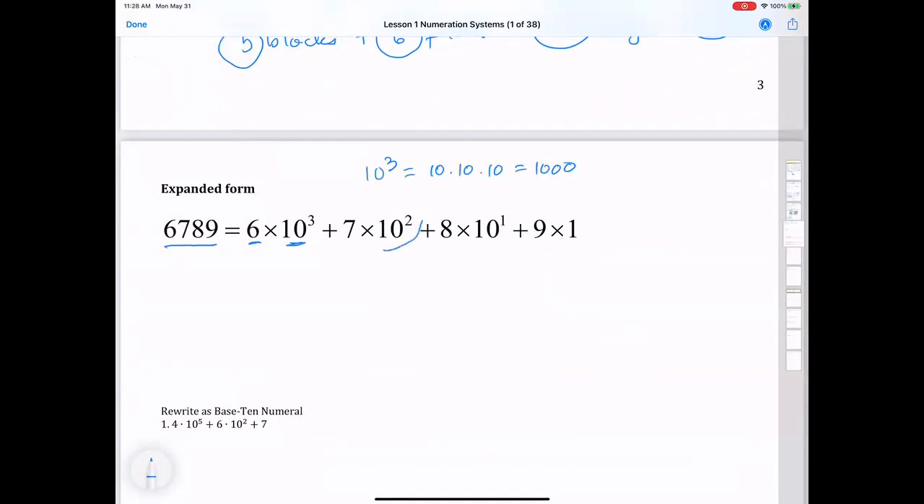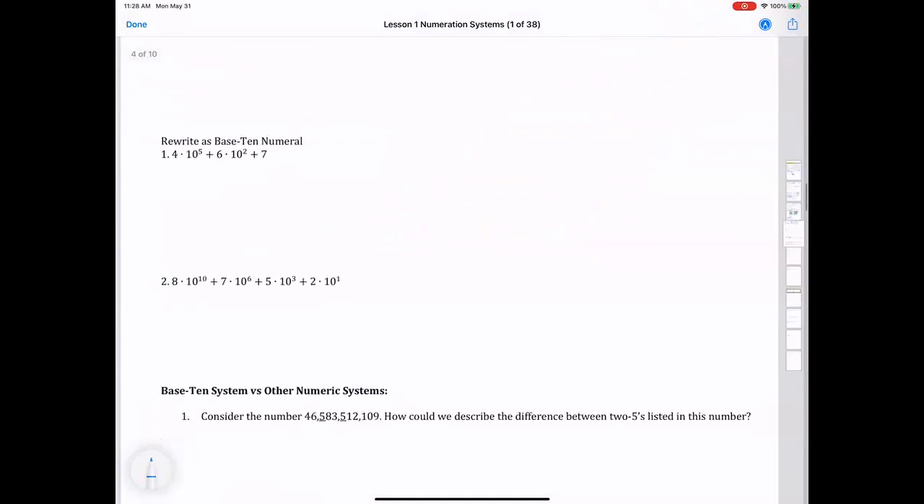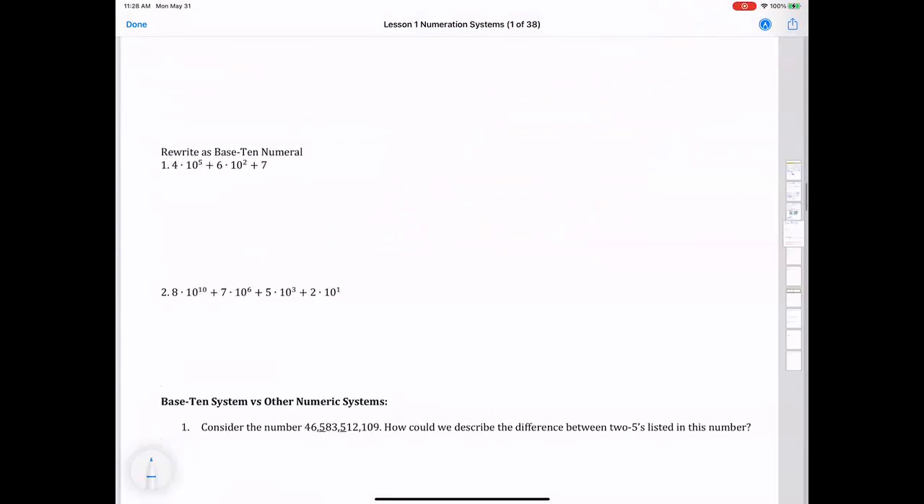7 groups of 10 squared, which is 7 groups of hundreds. That's 10 times 10, which is 100. We have 8 groups of tens and 9 groups of ones, which is also 10 to the 0. So you could write it just as ones or units, or you could also write it as 10 to the 0. So now let's do some practice on how to write an expanded notation to a regular base 10 numeral.